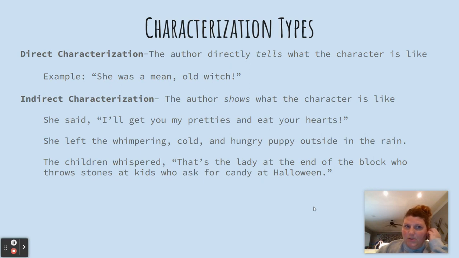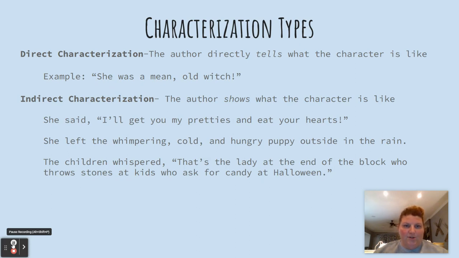Characterization types: we have direct characterization and indirect characterization. Direct characterization is when the author directly tells the audience what the character is like. For example, "She was a mean old witch." We don't have to do any inferring to tell what the character is like.